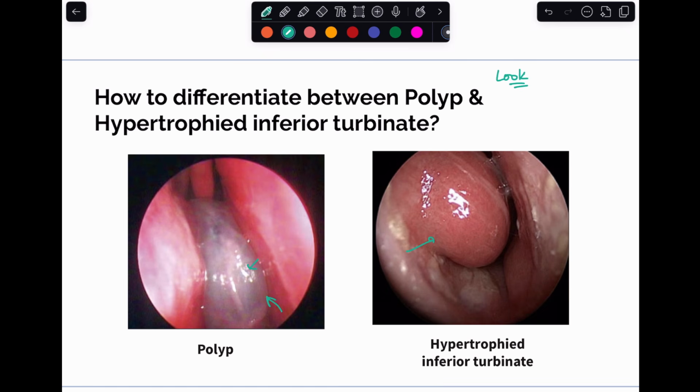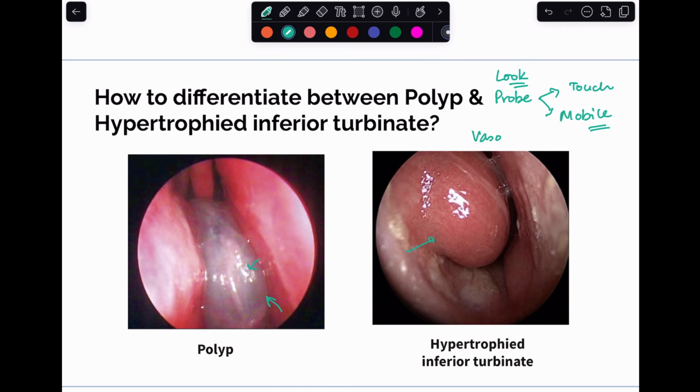Next, you'll try to do the probe test. On probe test, you will look for two things. One is sensitivity to touch, and second, whether it is mobile or not. The polyp will be insensitive to touch because it does not have any nerve endings, whereas the hypertrophied inferior turbinate will be sensitive to touch because of its nerve endings. And second is mobility. When you move around the polyp, you'll see that it's actually mobile, whereas the hypertrophied inferior turbinate will not be mobile. So these are your findings on the probe test.